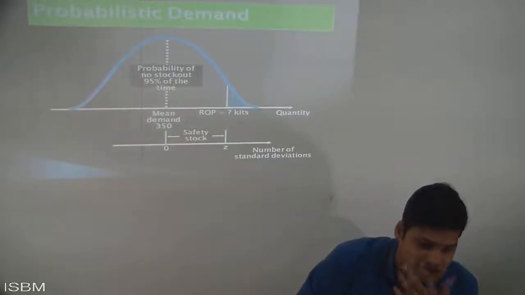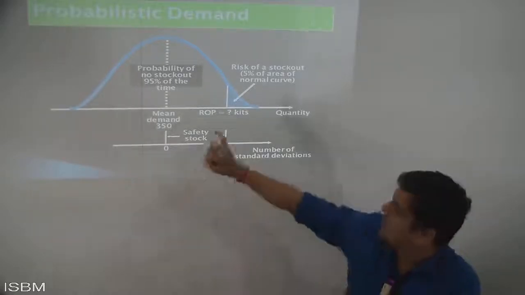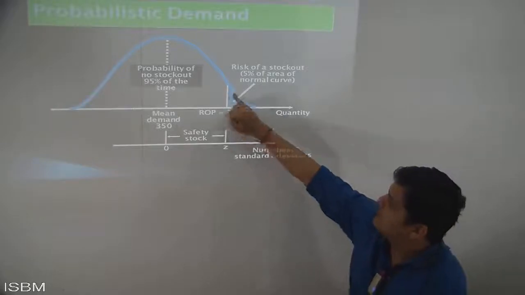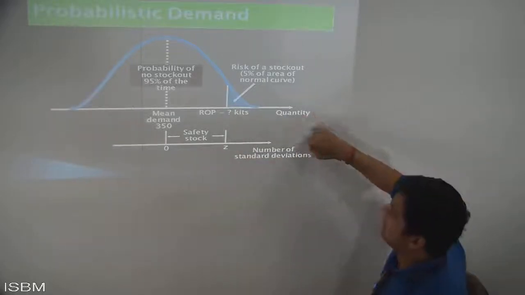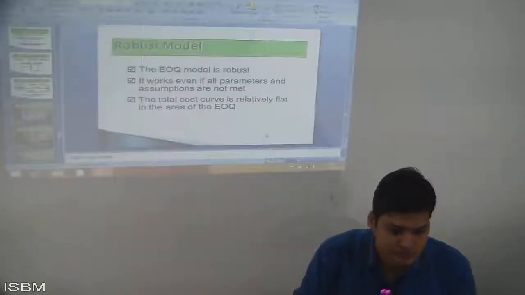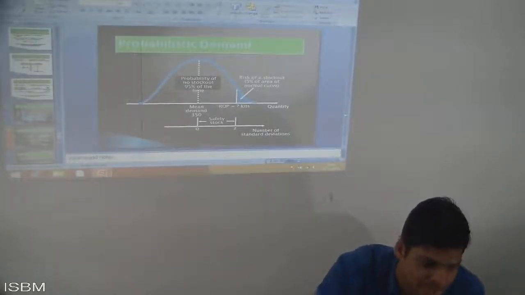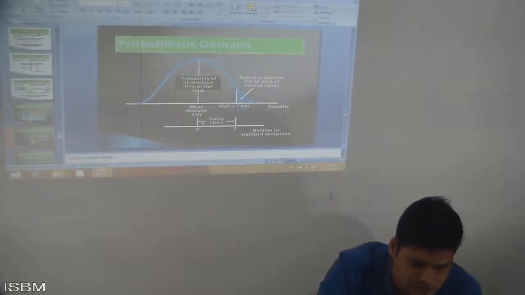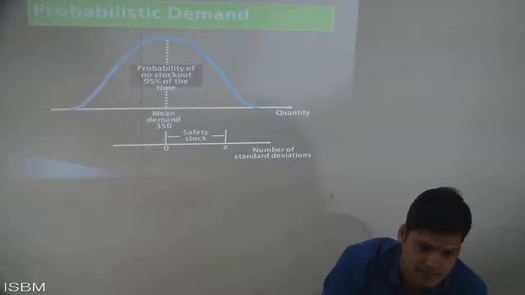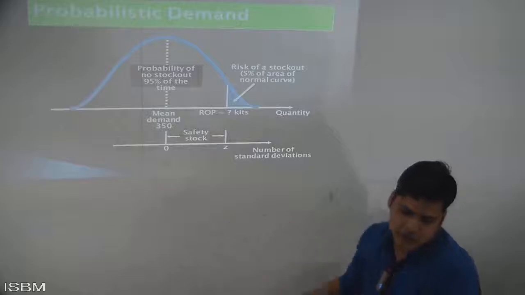Probabilistic demand. You can see probabilistic demand over here: ROP and risk of stockout. 5% of the area of the normal curve. This is the 5% area of the normal curve. ROP is going to be quantity, the number of standard deviations. Safety stock lies between the mean demand and the ROP. This is the safety stock, and this is the ROP, the order point over here.